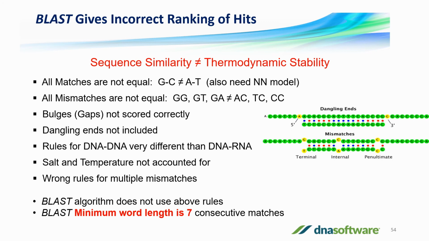BLAST also doesn't understand that different mismatches are unequal in stability. It instead is looking at an evolutionary model where a mismatch is an indication of a mutation that's occurred. Very different from primer design, where we're looking at the thermodynamics of complementarity. And so BLAST scores all mismatches as equally penalized. For example, it would score a GT mismatch the same as a CC mismatch, when in fact GT is a very stabilizing mismatch, and a CC mismatch is the most destabilizing mismatch in thermodynamics of complementarity.